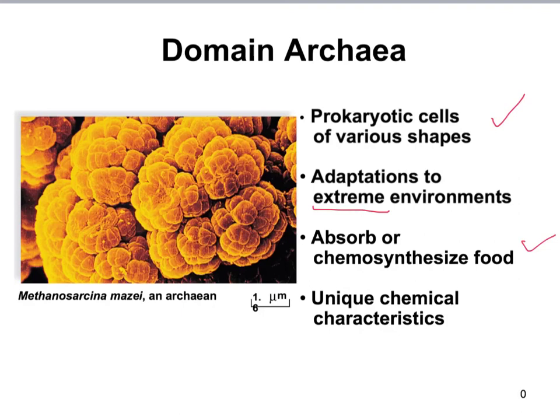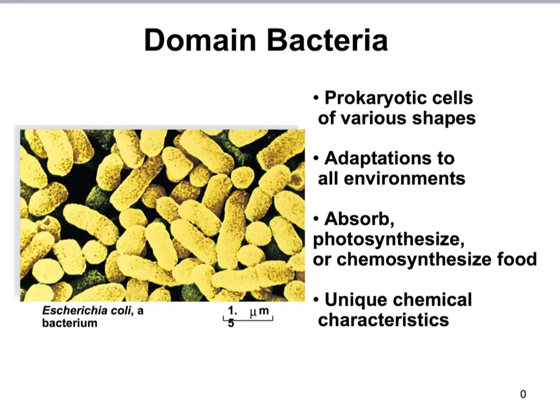cell wall of bacteria. So in the domain bacteria, you again have prokaryotic cells of various shapes, and these cells are adapted to all environments. So they can live in refrigerator conditions, they can live in very warm conditions. In some cases you can't kill them just by heating them up. They can form spores. They are also able to absorb, photosynthesize, or chemosynthesize their food. So it's not just plants that go through photosynthesis, but it is bacteria as well. And then we also have some unique chemical characteristics, mostly related to their cell wall.